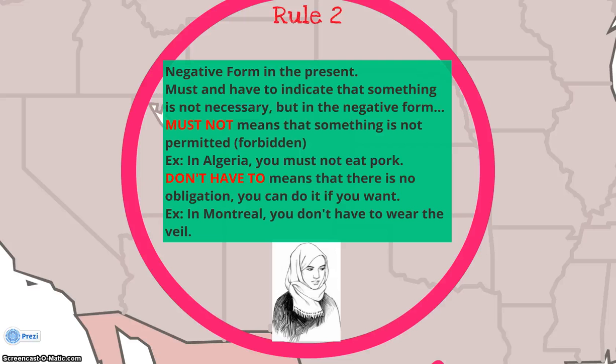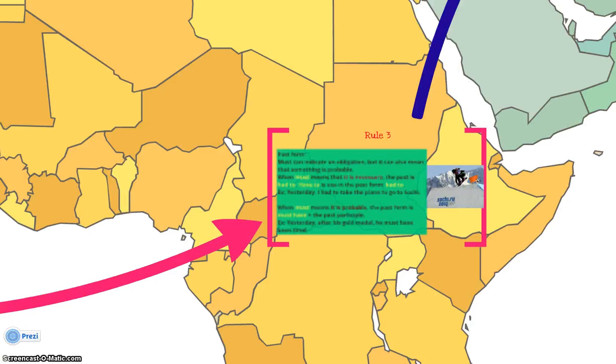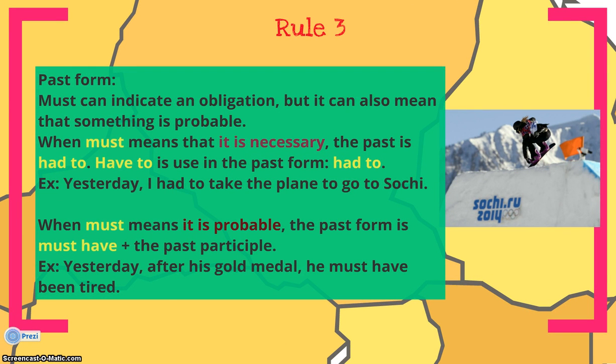Or don't have to means that there is no obligation for you. You can do it, but only if you want. Example, in Montreal, you don't have to wear the veil, so you do it if you want to. You wear it if you want. It's your choice.